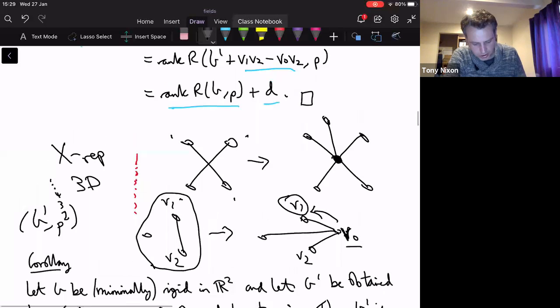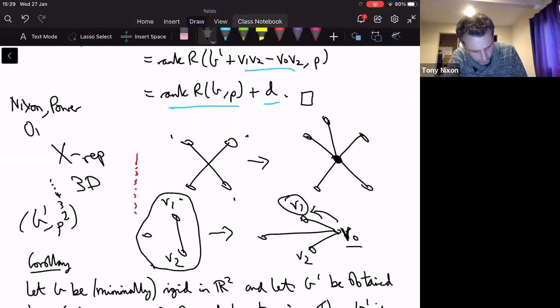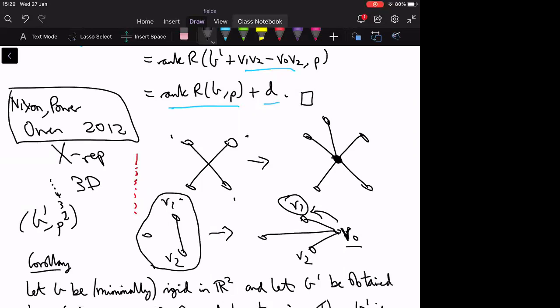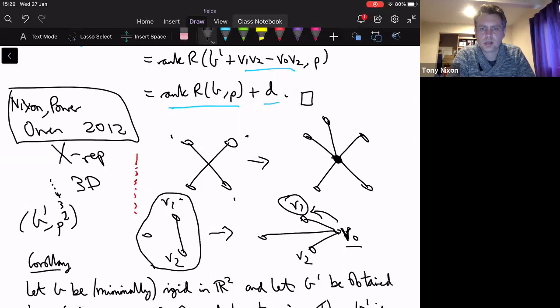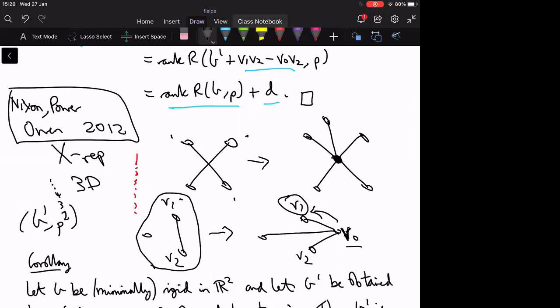So it was in a slightly different context, but I did this in a paper with Stephen Power and with John Owen in 2012. And so though you're drawing V0 is not collinear, you're actually thinking that it is collinear in the realization.